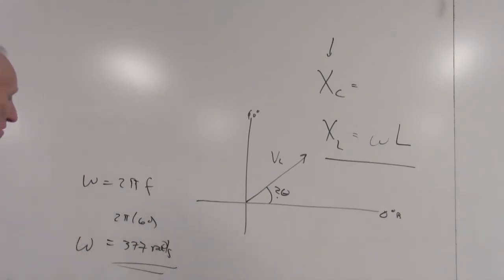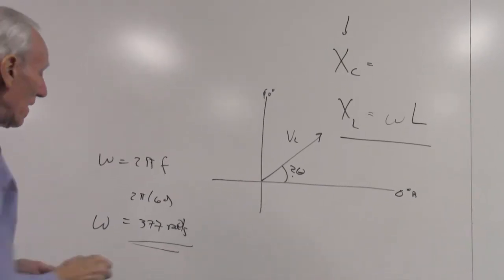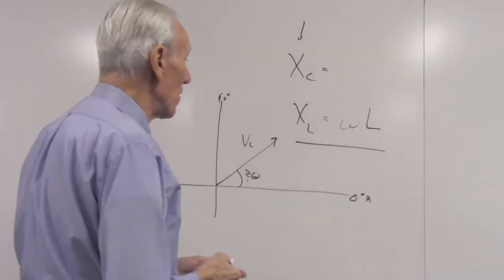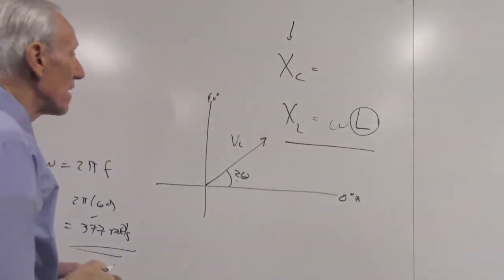That's the angular frequency of the power at the power receptacles. And so that's what we're needing. So this is actually going to be 377 all the time. And this is the value of the inductance of the inductor.